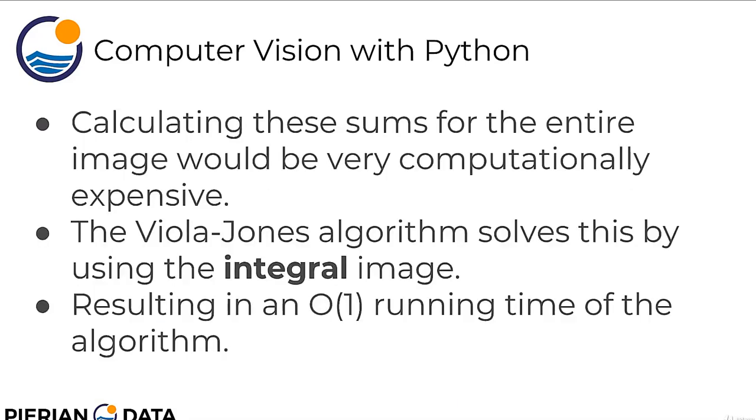Now, keep in mind, calculating those sums for the entire image would be computationally expensive because you'd basically have to check for every single possibility of every feature that you have in your set. So what the Viola-Jones algorithm does is it solves this by using the integral image, and this results in an order 1 running time of the algorithm. So it's really quite clever what they did here.